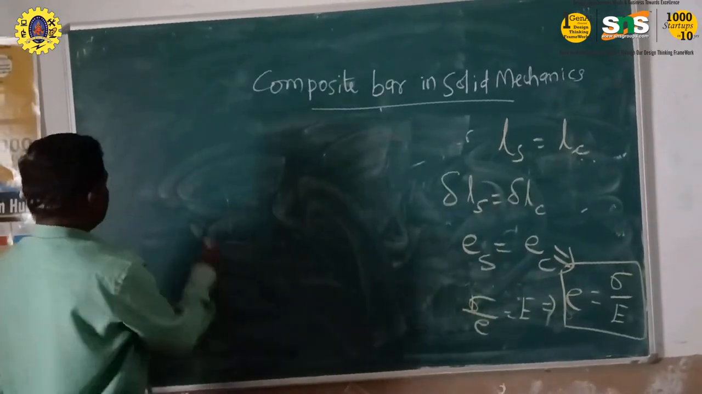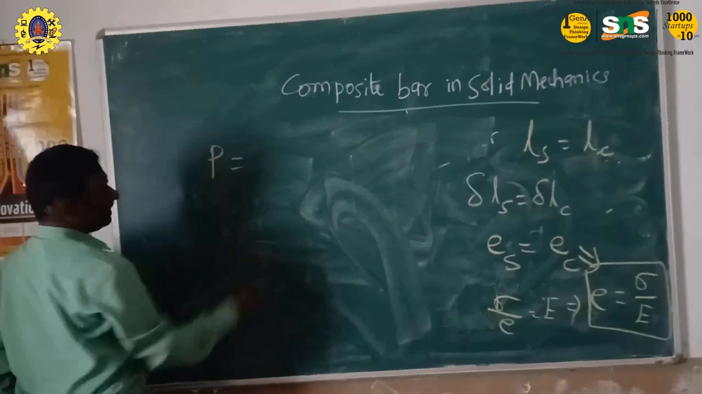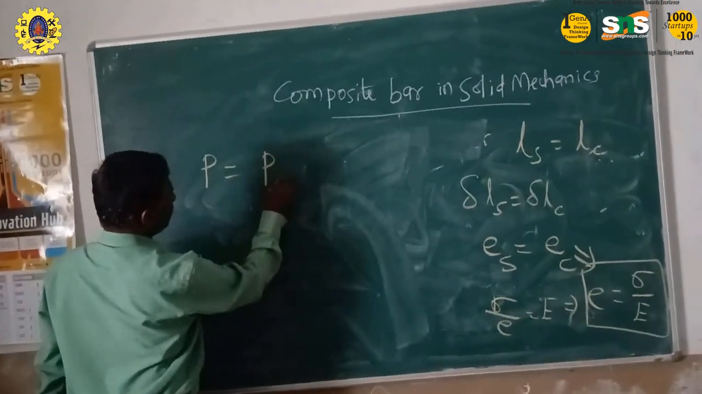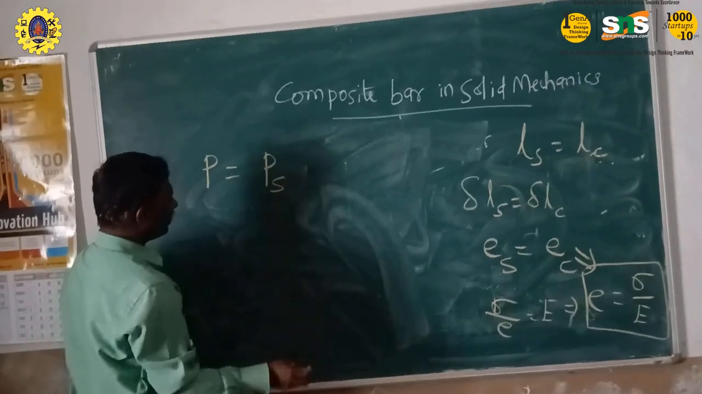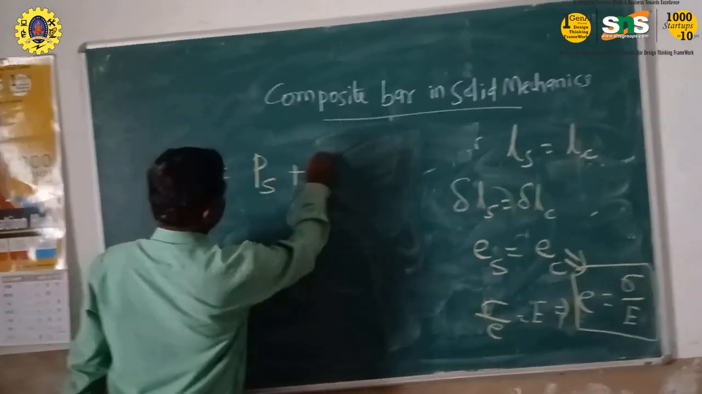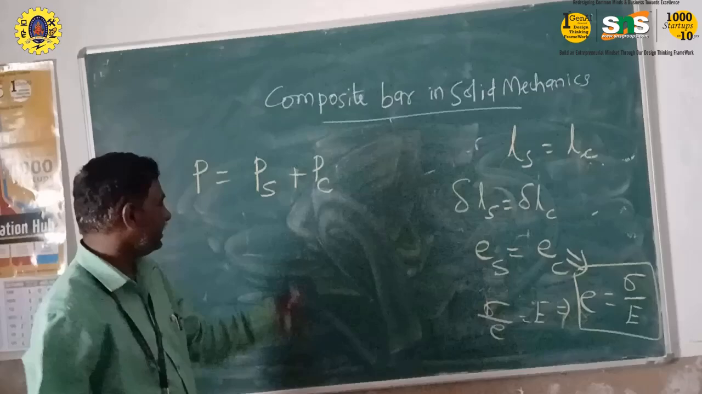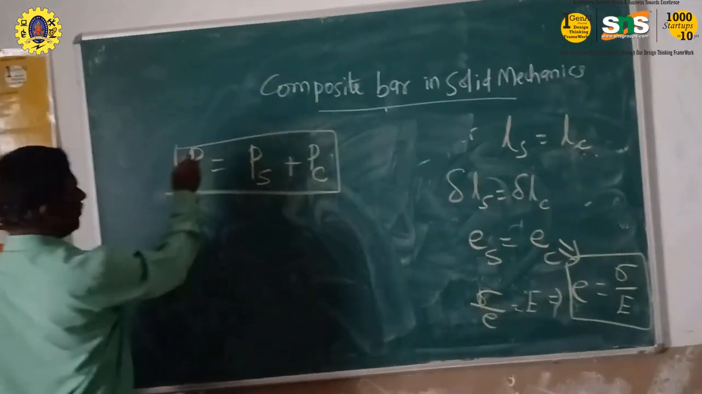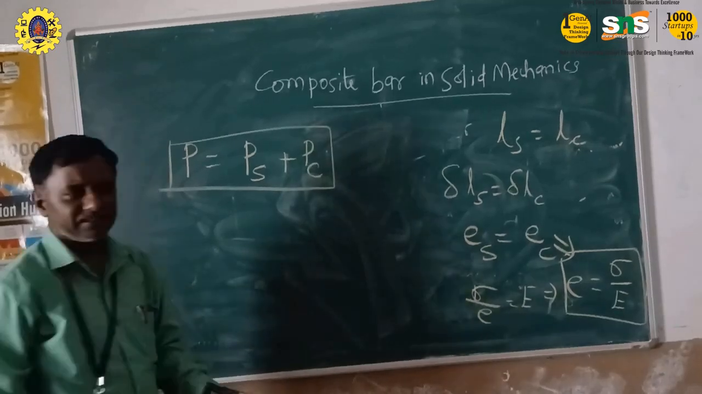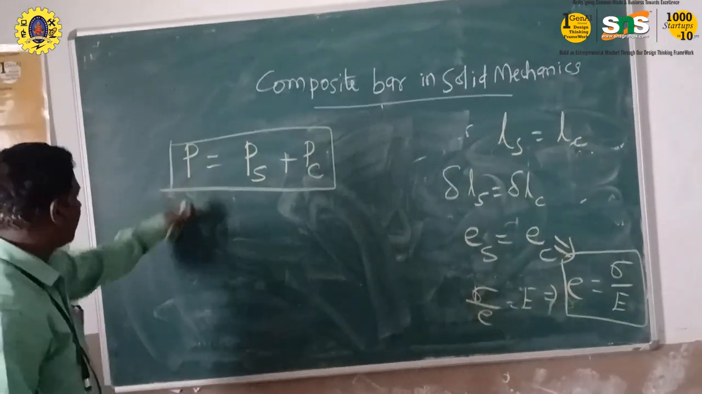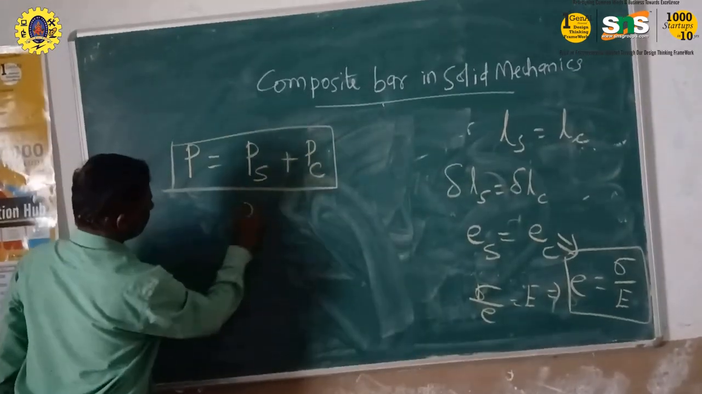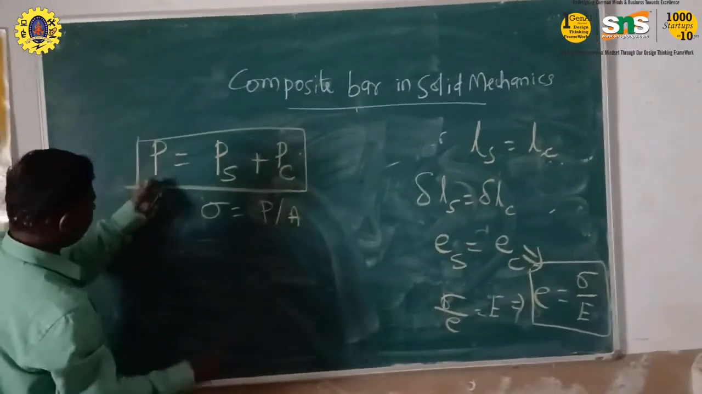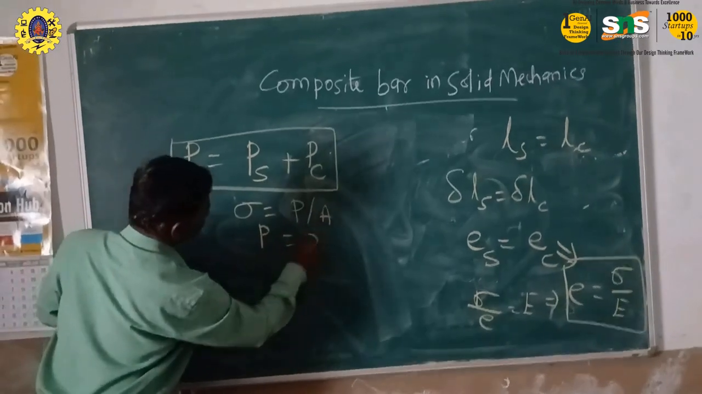One more thing, the total load acting on the composite section is equal to the load carried by both the materials. That is the sum of the load carried by steel plus the load carried by the copper, PS plus PC. That is another concept here. From that only we are going to find the stress as well as the load. From load, I know that stress is equal to load by area. So load is equal to stress into area.